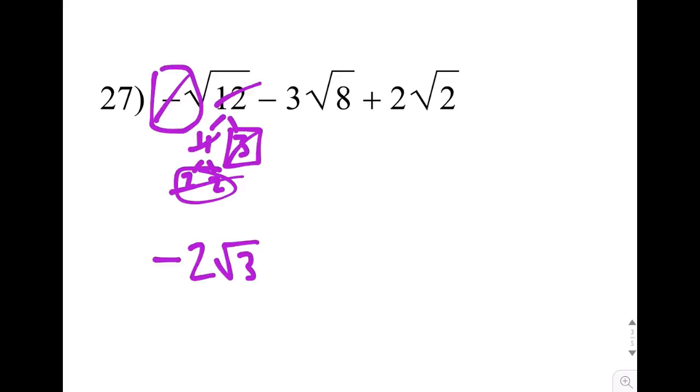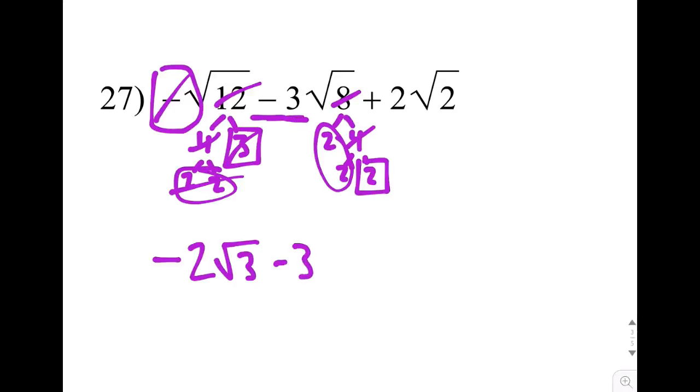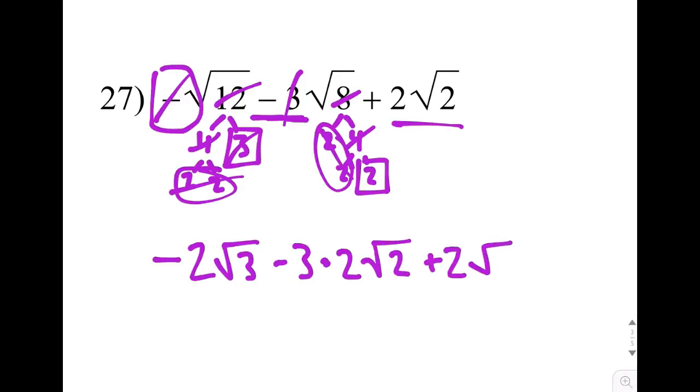The next one is an 8. 8 is 2 times 4. 4 is 2 times 2. So I have a pair of 2's and a leftover 2, and the other ones are all broken down. Out front I have a negative 3, so I have to be careful not to lose that. So I have negative 3 times pair of 2's times square root of the leftover 2. And then finally at the end, 2 root 2. I can't break that down, so I just keep 2 root 2.